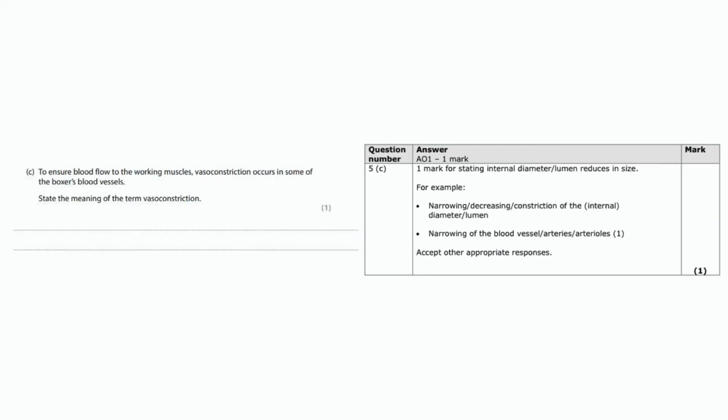The final question is a 1 marker. To ensure blood flow to the working muscles, vasoconstriction occurs in some of the boxer's blood vessels. State the meaning of the term vasoconstriction. So we just need to say what vasoconstriction is. Vasoconstriction is the narrowing of blood vessels in diameter. That would be enough to gain your 1 mark.